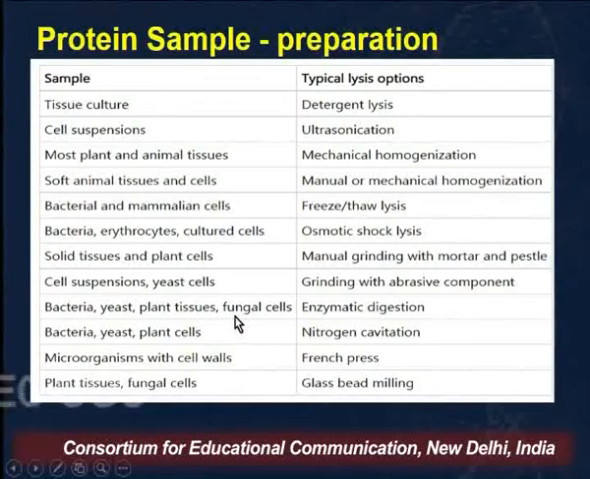So that is the first step, that we isolate the total protein. For isolating the protein, you can use different samples, and you can use different types of lysis systems by which you can release the proteins and then collect the lysate to manipulate further.